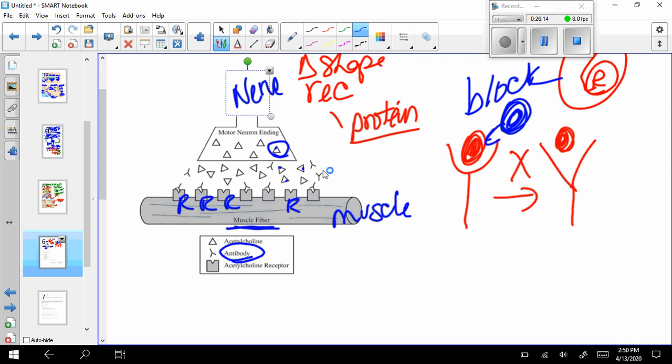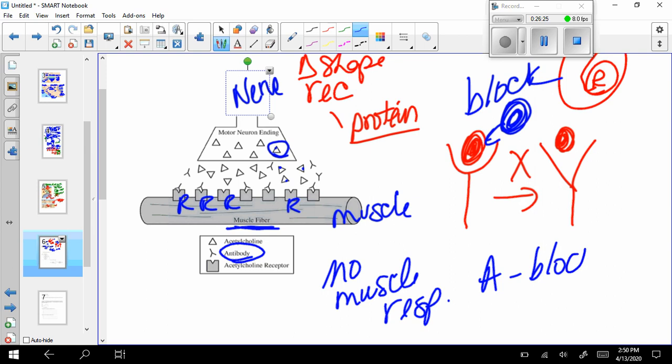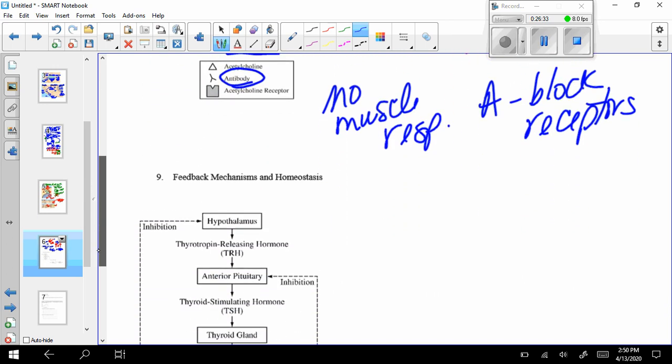So these antibodies are blocking the way. So in this one, you are ending up getting no muscle response. And that's because the antibody is blocking the receptors. So I'm hoping that you are getting really good at analyzing drawings like this and seeing what's going on.